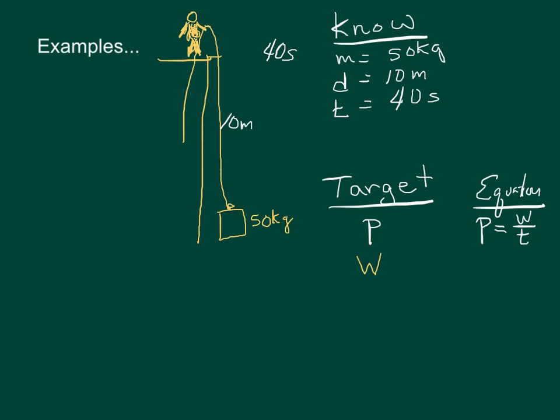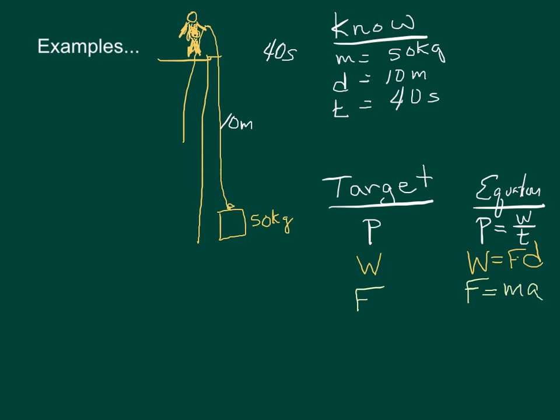What do we need to know in order to figure out work? Well, work is equal to force multiplied by displacement. Well, we know a displacement, so we're halfway there. But do we know a force yet? No, but we do know a mass. Is there an equation that we know of that would help us to find force? Newton's second law. Force is equal to mass times acceleration.